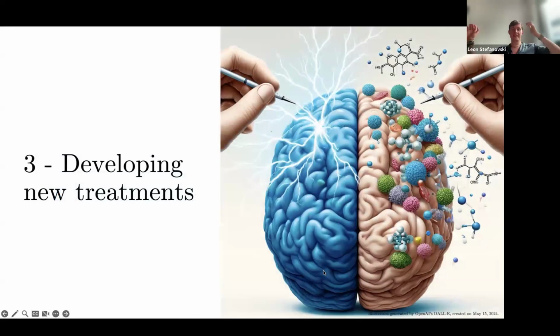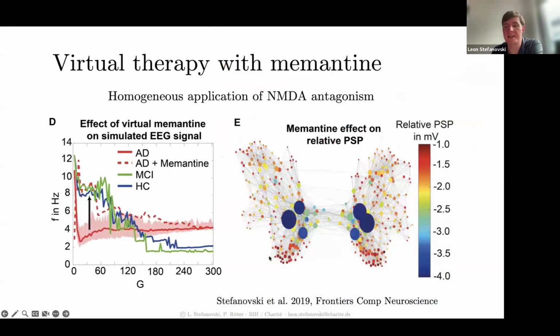And in the end, of course, we want to develop new treatments, because this is usually the best goal in clinical research, and we want to help the patients. And as I said before, we can do this even for pharmacological interventions. Here I come back to this 2019 paper, where we also have already shown it. You remember the Alzheimer's patient had slowing in EEG that was very particular for the Alzheimer's patients.